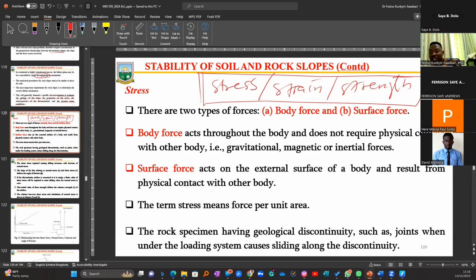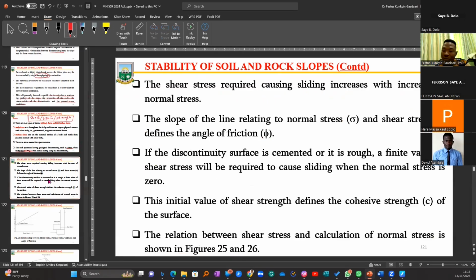So the rock specimen having geological discontinuities such as the joint, when under the loading system, causes what? Sliding along a discontinuity. So the shear stress required to cause sliding increases with increase of normal stress.